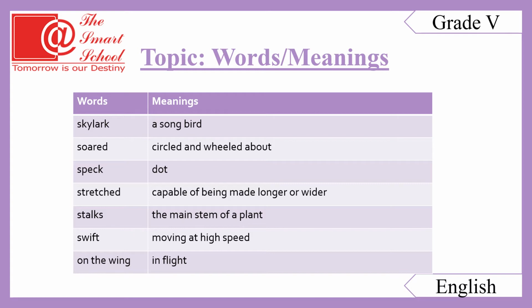The words are: skylark, a songbird. Soared, circled and wheeled about. As I told you, this is how a bird flies in the sky. So soared means when a bird is flying in a circular or wheeling motion. Speck, dot. Stretched, capable of being made longer or wider. Stalks, the main stem of a plant. Swift, moving at high speed. On the wing, in flight. So these are the words meaning. You can pause the video and copy them down in your literature copies.